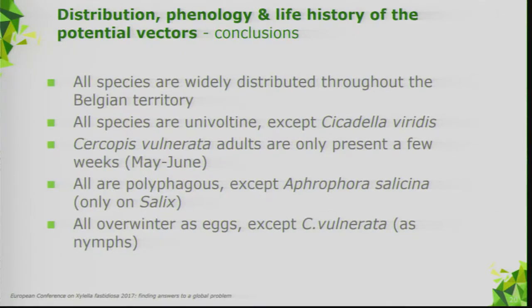The species are very widely distributed across the Belgian territory. All of them are univoltine except Cicadella viridis. Cercopis vulnerata has a very, very narrow time window in its adult phenology. And all of them are polyphagous, except that we found Aphrophora salicina only on Salix, on willow. And all overwinter as eggs, except Cercopis vulnerata, which overwinters as nymph.